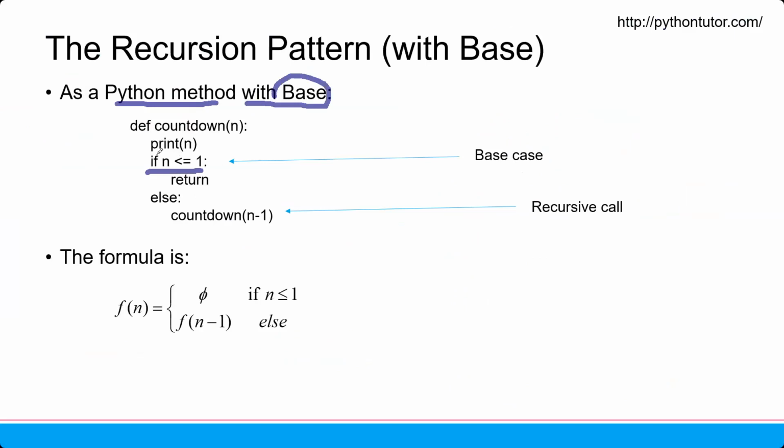In the previous example, we just print the value and then call the function again without any condition to stop. So we need to have a stopping criteria. Let's say if n is less than or equal to 1, return. Return means nothing, or this means stop. Else we go to n minus 1.